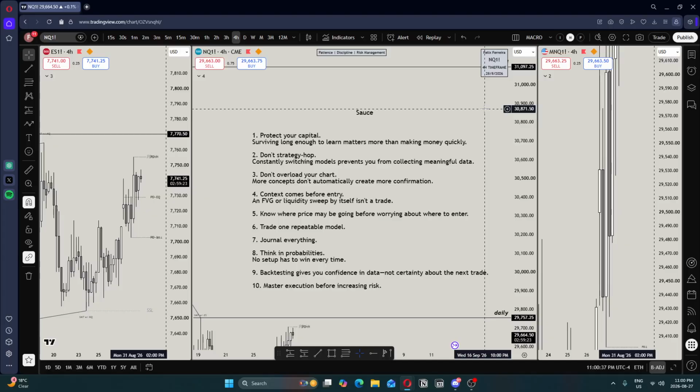Don't do it. Learn one strategy that clicks with you, stick with it, and just go at it. Continue to gather data, backtest it, forward test it, live trade it, and you will get better.